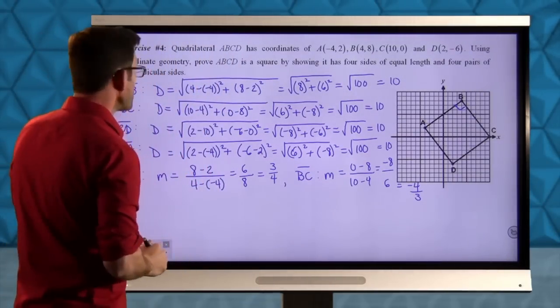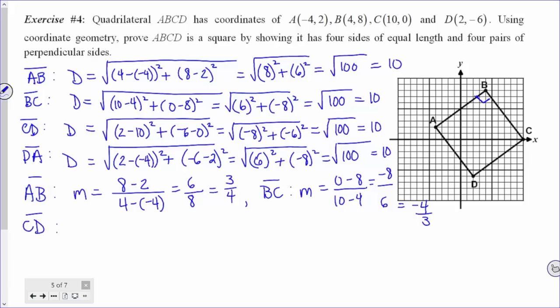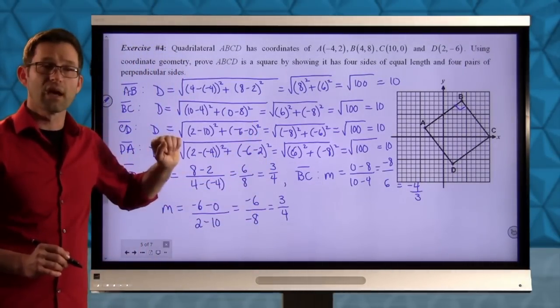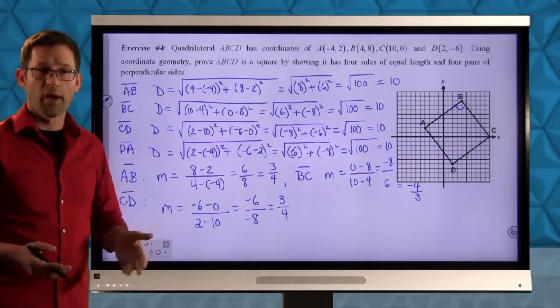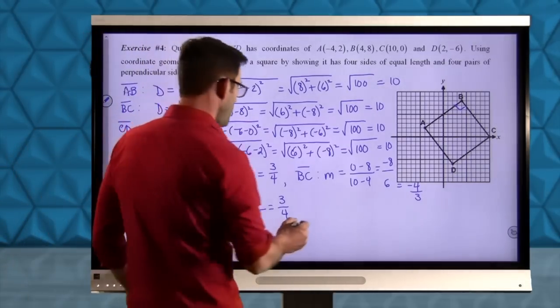We have 2 more slopes to calculate. Let's calculate the slope of CD. It's going to be -6 minus 0 divided by 2 minus 10. Be careful here. We get -6 in the numerator and -8 in the denominator, and a negative divided by a negative is a positive, specifically a positive 3/4. The fact that these two are both 3/4 means those two sides are parallel to each other. Not a surprise, given that a square must be a parallelogram, but we're not too interested in that. Let's do one last one. Let's find the slope of DA.